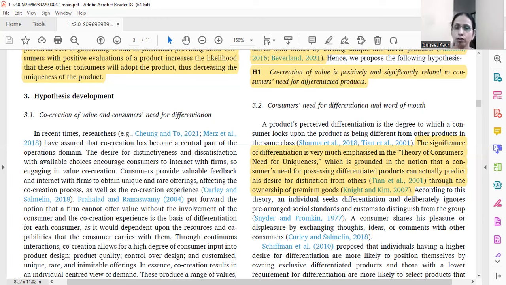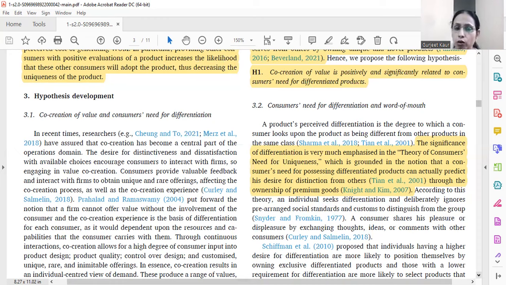In this paper, we formulated three hypotheses. This was the first hypothesis, which is very much known to the scholars and academicians who are doing research in the area of co-creation of value. But the second is regarding the consumer's need for differentiation and word of mouth. This is the main link which we have explored.